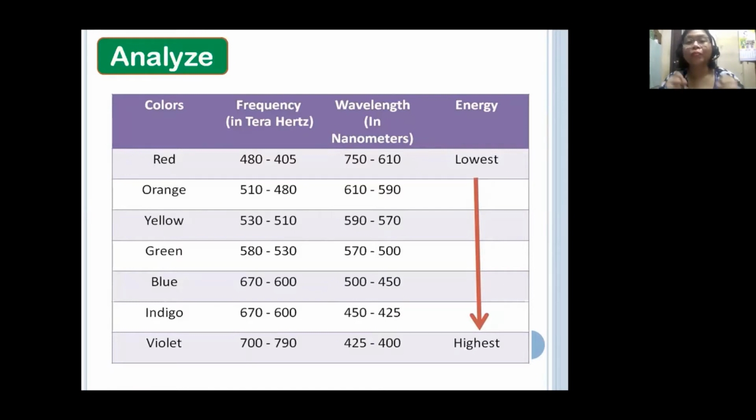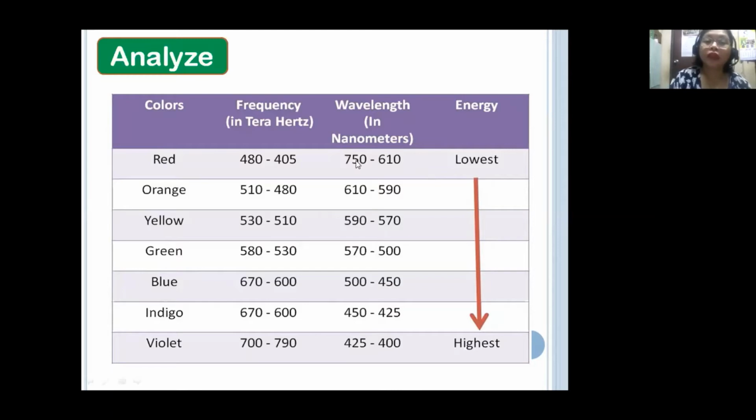Get that? Pag mataas ang wavelength, mababa ang frequency. Pag mababa ang wavelength, mataas ang frequency. Diba? Remember yung wavelength natin, yung pagitan ng peak. Okay? So, ibig sabihin, maraming wavelength is mababa yung frequency. And then, maraming frequency, mababa yung wavelength. Okay? Anong relationship ng wavelength to energy?